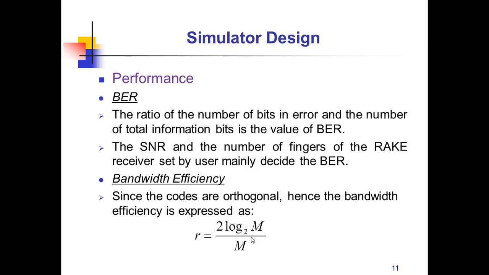Next, the bandwidth efficiency is in bits per second per hertz, and this formula is used to calculate the bandwidth efficiency. In a CDMA system, all the codes are orthogonal, hence the dimensionality is equal to the number of different codes, and it is also equal to the length of the Walsh code.